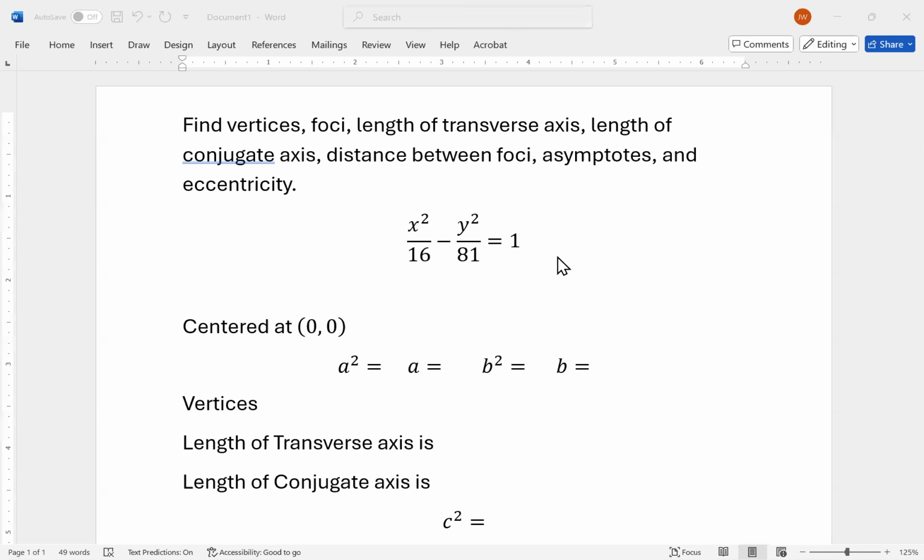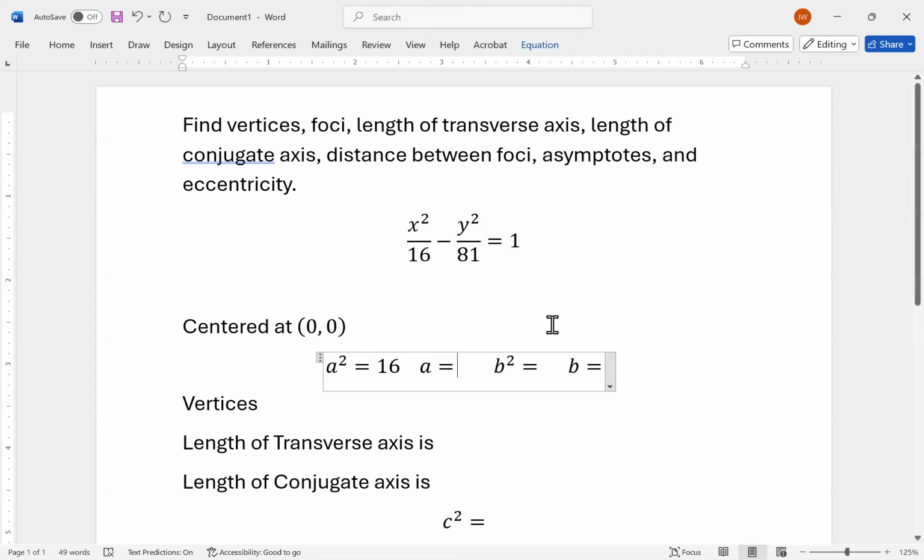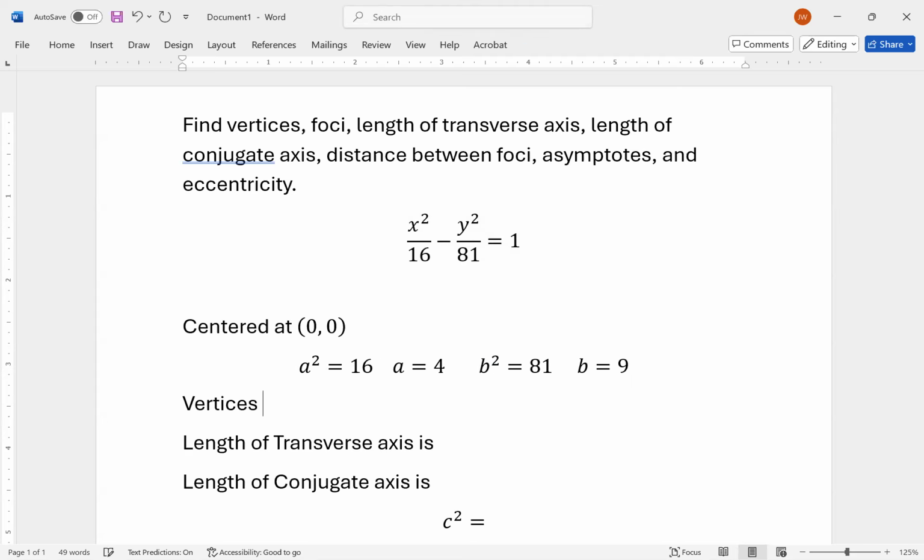All right, so here we go. x squared over 16 minus y squared over 81 is equal to 1. That means my a squared, a is the one that goes with the positive term, so a squared is 16, which means a is 4. b squared is going to be the 81, which means b is 9. Okay. Now I should say this before I state what my vertices are.